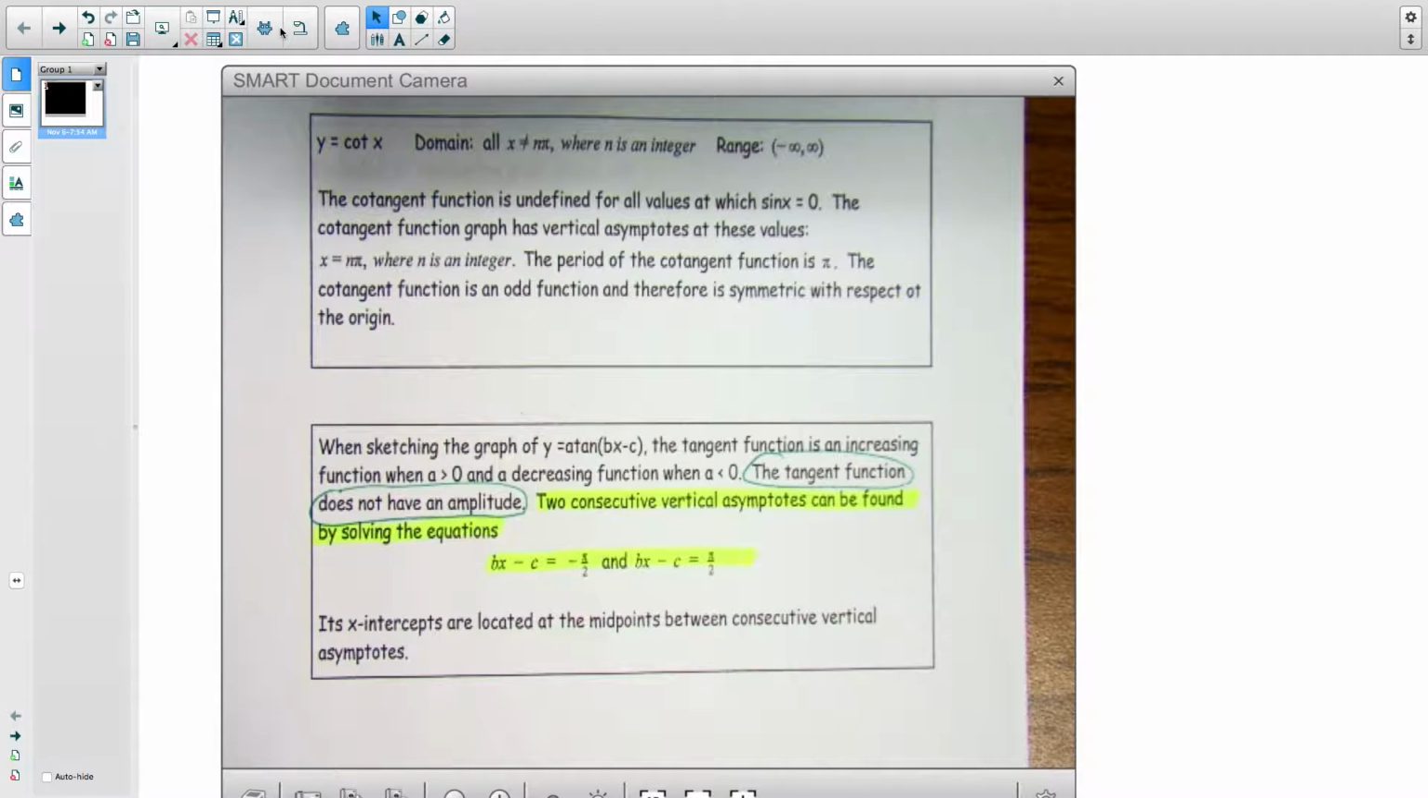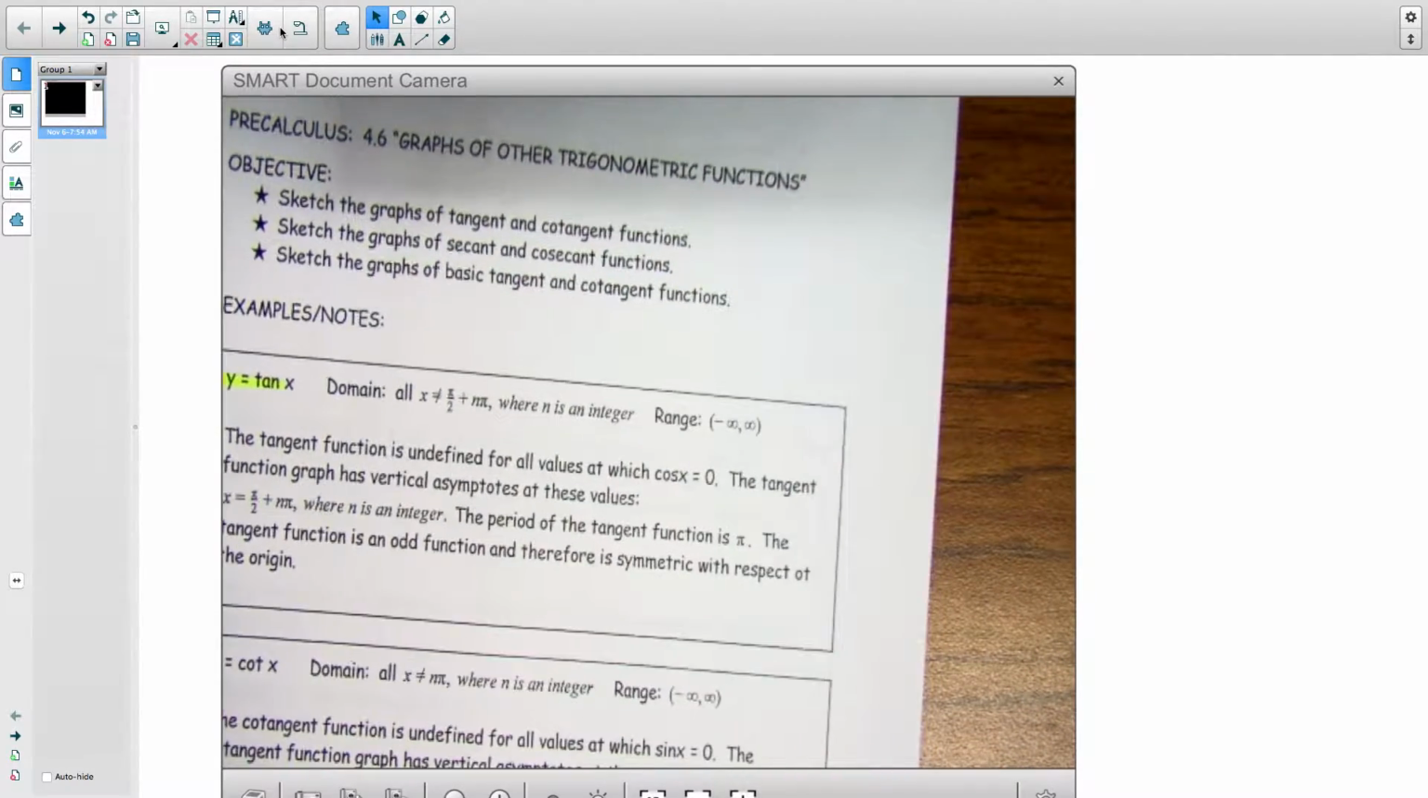I guarantee you there's going to be a question on your test that says y equals 5 cotangent of theta. State the amplitude. What are you going to say for the amplitude? None. It has none. I guarantee you over half of you will tell me it's 5, or whatever number's in front of it. Guarantee. It doesn't have amplitude.